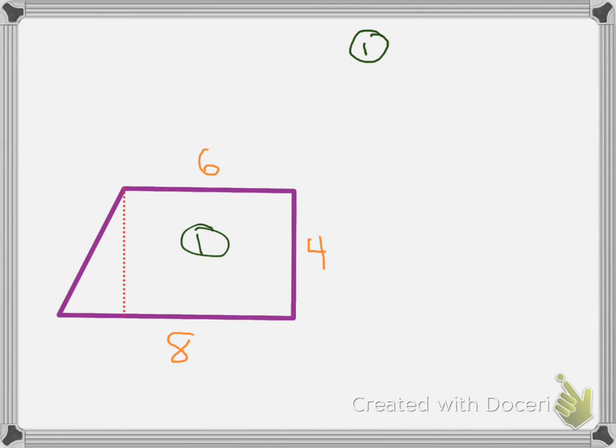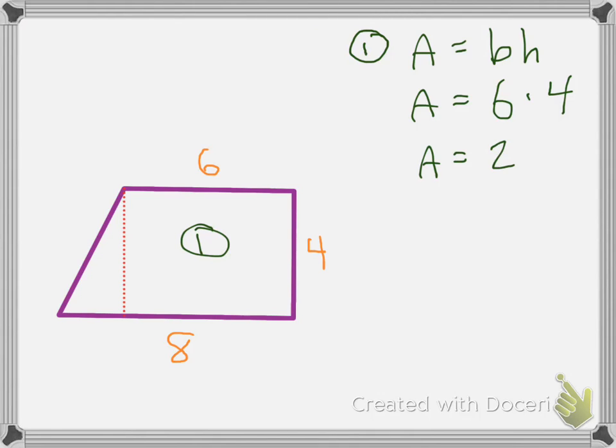Now I can see here that the base and the height of the parallelogram are 6 and 4. So the area is going to be base times height, which is going to be 6 times 4. So the area of that parallelogram is going to be 24 units squared.